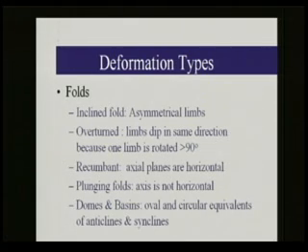Domes and basins are the oval and circular equivalents of anticlines and synclines. A dome would be the equivalent of an anticline, and a basin would be the 3D equivalent of a syncline. So with a dome, the oldest rocks are in the center, and with a basin, the youngest rocks are in the center. Let's take a look at these.